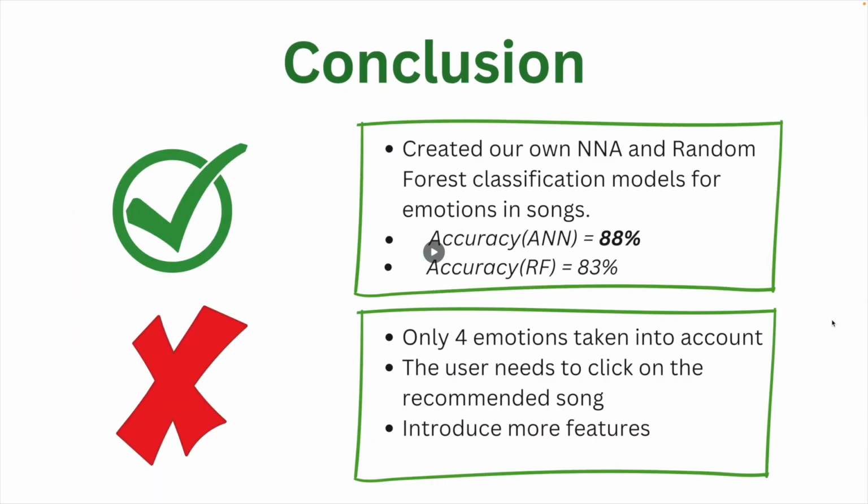We created our own neural network and random forest classification, and as you can see, the neural network actually did better with an accuracy of 88%, so this is the one we used in our model. And then for future considerations, we also wanted to mention that we could take more than 4 emotions into account, as well as create an interface where the user does not have to click on the recommended song, but it just plays in the background. And then lastly, we could also introduce more features, so we could, for example, use age in our predictions as well.